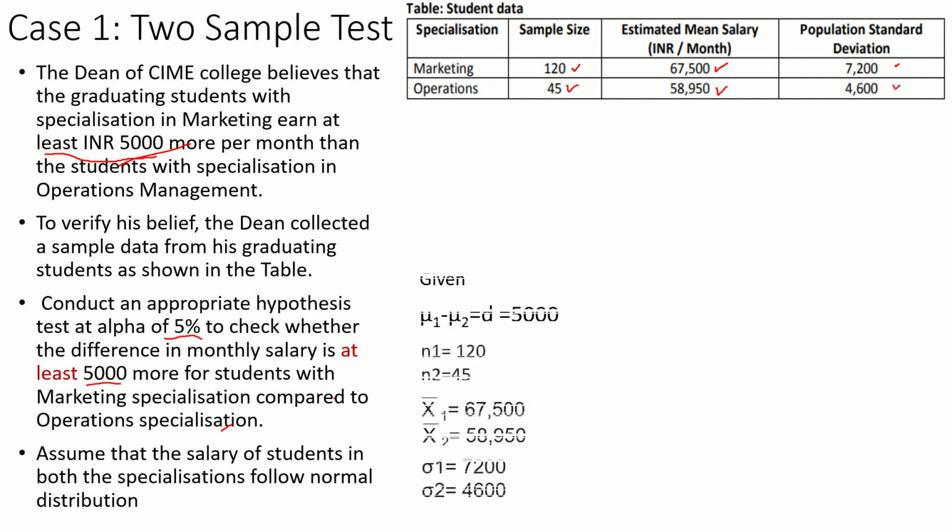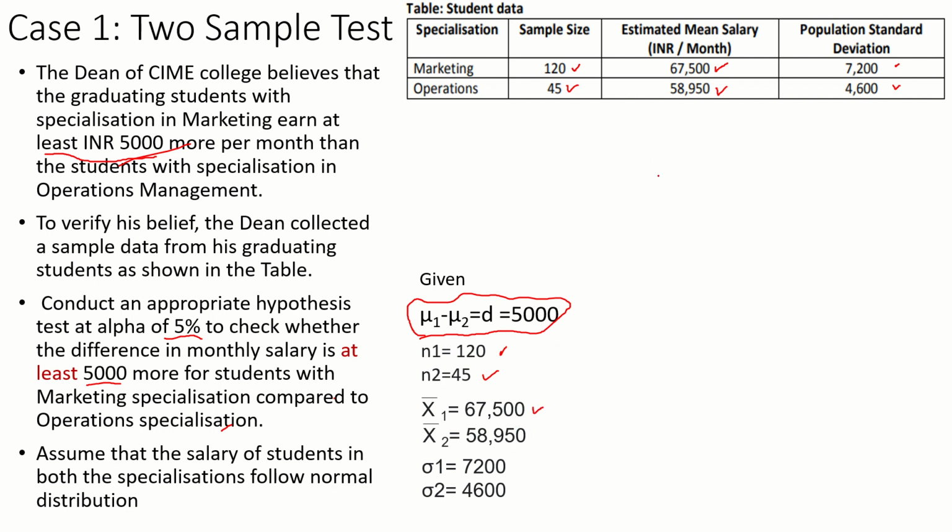What is given? We have been given the difference between two population means, mu1 and mu2. What we call the difference, we have been given, is 5000. Then n1 we have got is 120, and n2 we have got is 45. Then we have got the sample means.